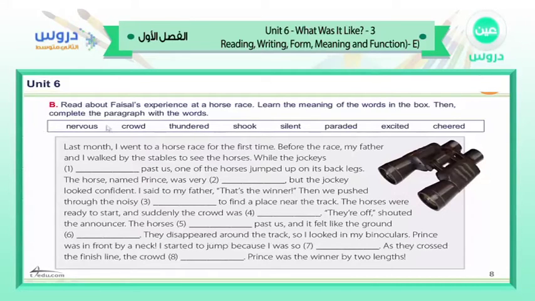This is nervous. Crowd: many people. There are many people. There is a crowd. Thundered. When I say thundered, it means something passing you very quickly, just like the thunder. So he passed very quickly. Okay?